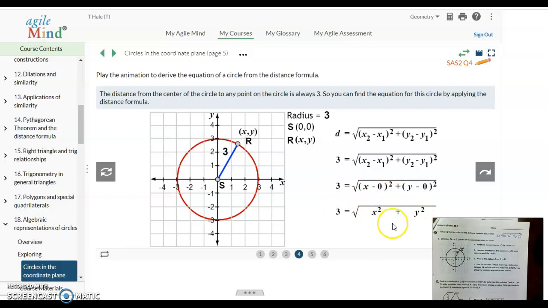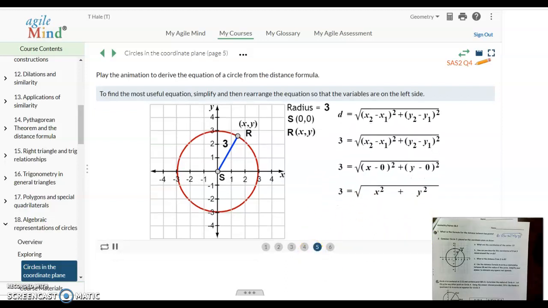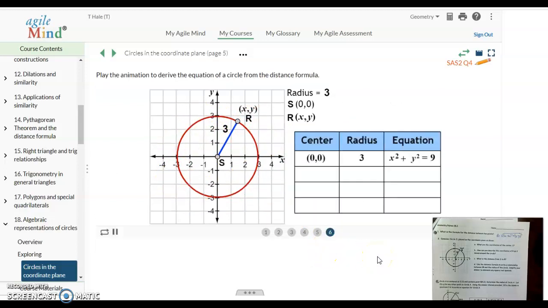At this point, we would not leave the equation looking like this. The last step would be to get rid of that square root symbol by squaring both sides. And so we are left with x squared plus y squared equals 9. This is the equation of this circle. X squared plus y squared equals 9.